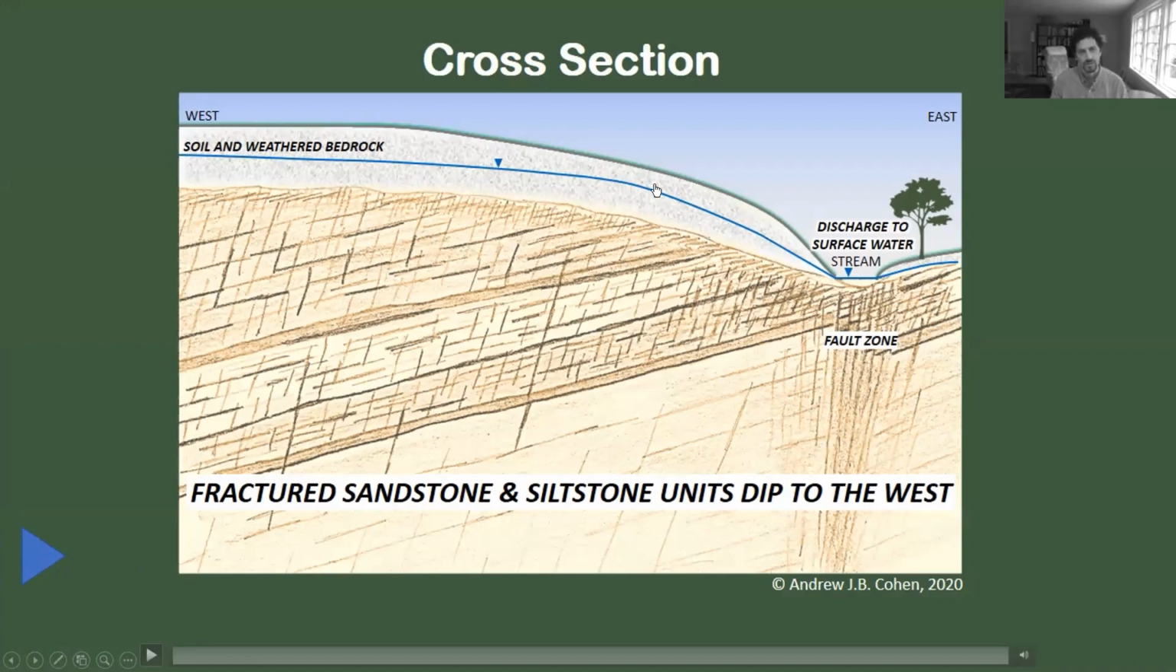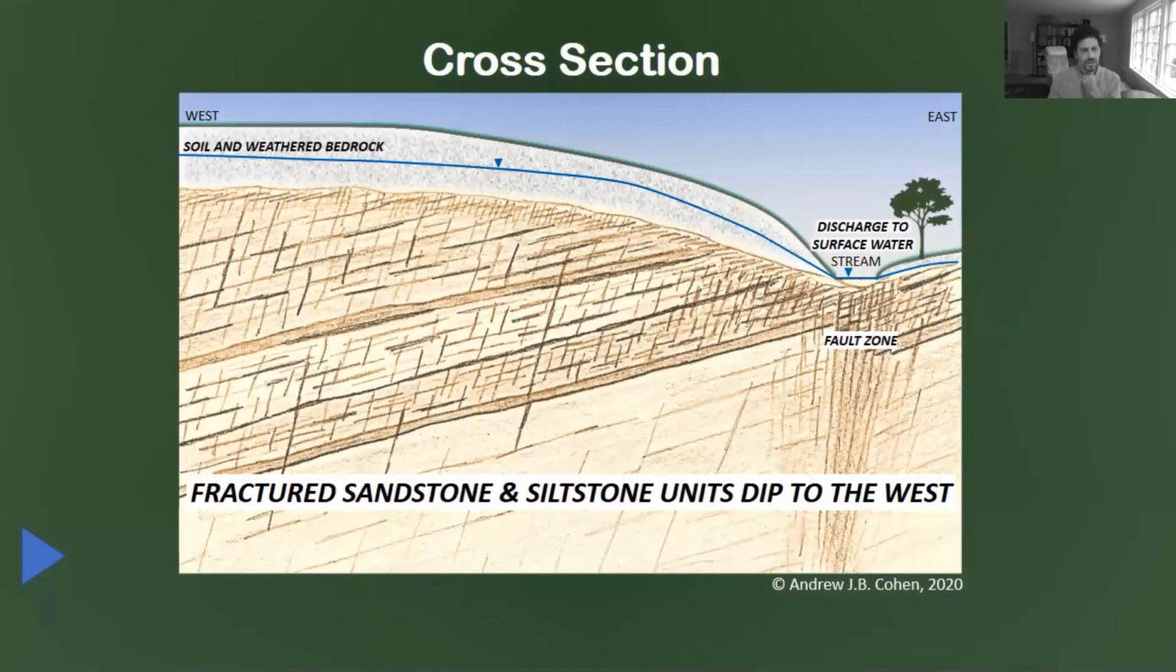This blue line denotes the water table, therefore flow is in general towards the right, although as you'll see, it takes kind of circuitous pathways, and all of that's discharging to the surface water. This fault zone essentially also creates a preferential pathway, a high permeability pathway. Okay, so let's take a look at this.